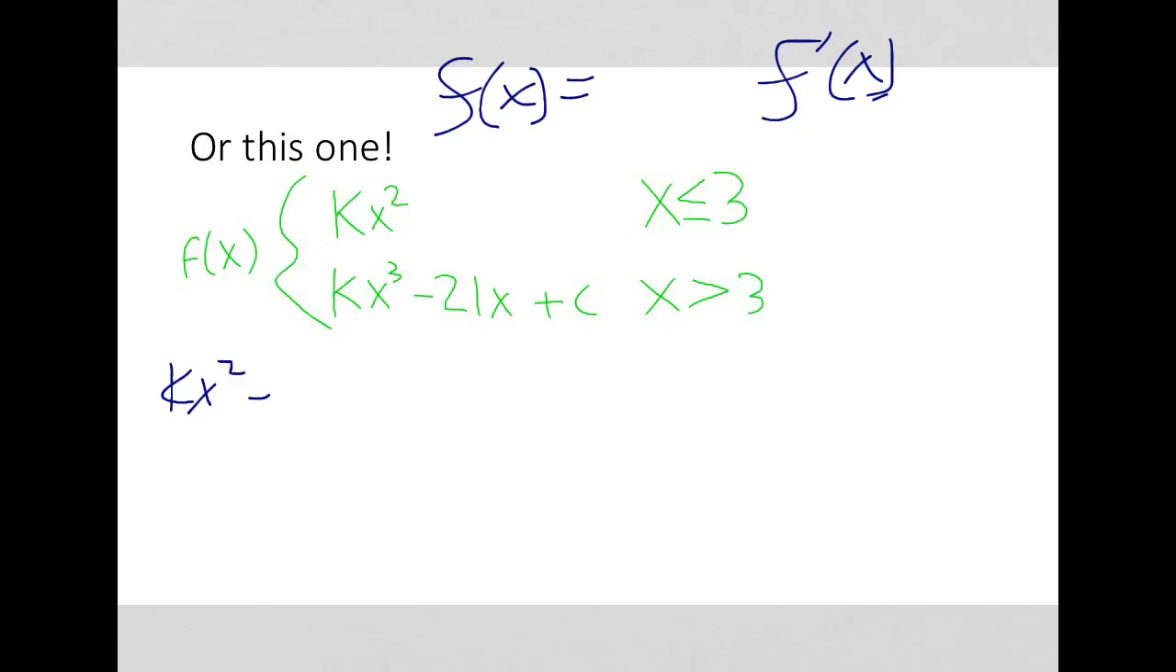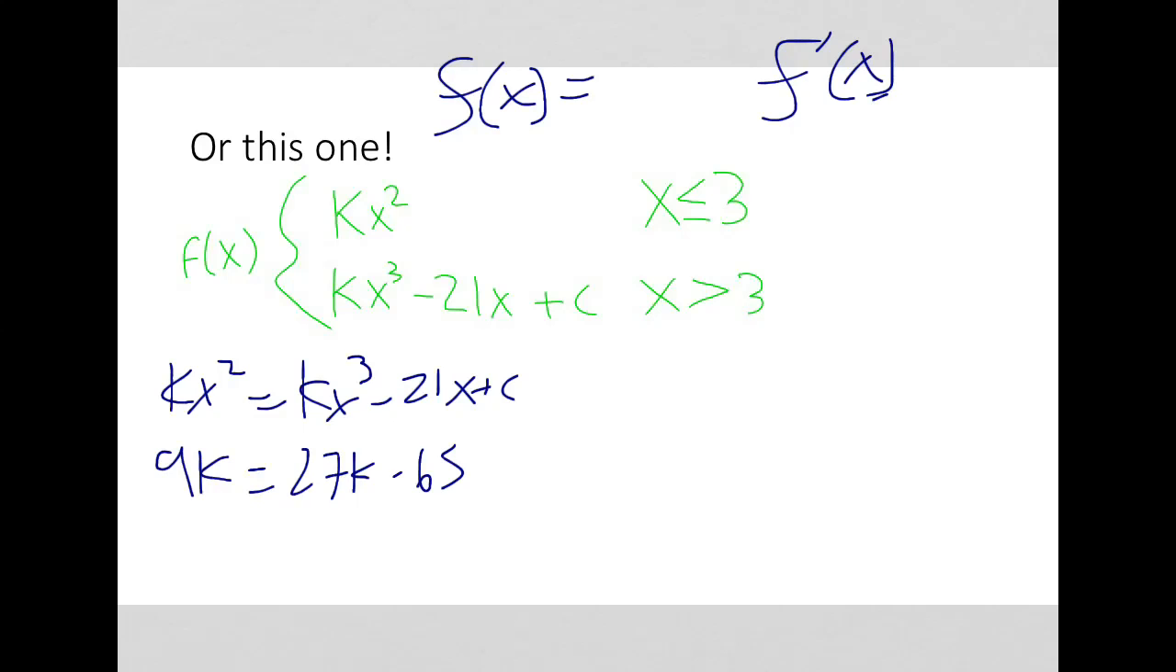kx squared equals kx cubed minus 21x plus c. Plug in the x value of 3. So 9k equals 27k minus 21 times 3 is 63 plus c. And write your other equations using the derivative. So the derivative of kx squared is 2kx, equaling the derivative of the bottom branch, which is 3kx squared minus 21, and the constant term goes away.